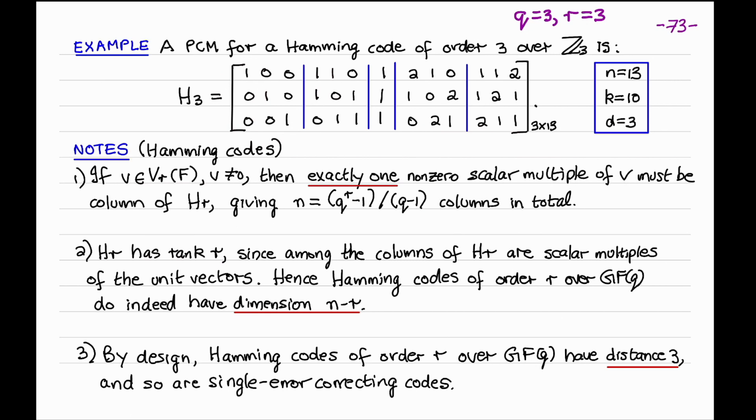Lastly, by design, a Hamming code of order r over G of q has distance at least 3. Moreover, among the columns of H_r are the first 2 unit vectors, or non-zero scalar multiples of them, and the weight 2 vector with 1s in its first 2 coordinate positions, or a scalar multiple of this vector. These 3 vectors are linearly dependent, and so the smallest number of columns in a PCM for a Hamming code that are linearly dependent over G of q is 3. And so all Hamming codes have distance exactly 3. Therefore, all Hamming codes are single error correcting codes.